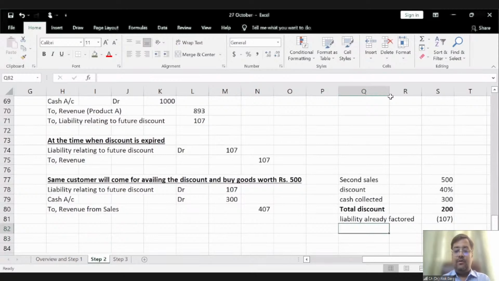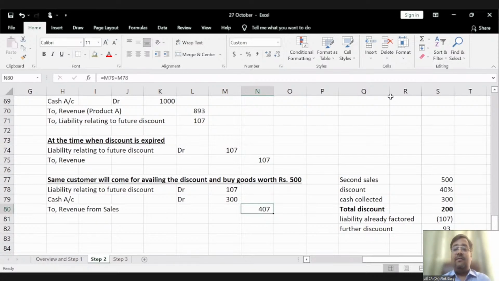Okay. So the additional discount, the further discount, is 93. And you can see that for 500 rupees of goods, there is a further discount of 93, and hence revenue has been recognized for 407 rupees only.